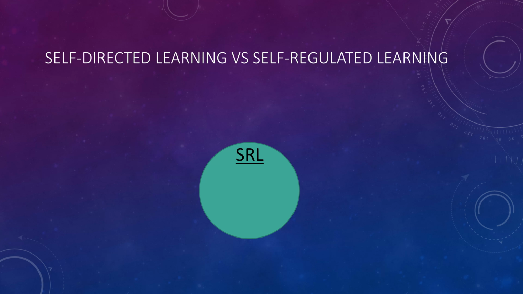Self-regulated learning involves many of the same things we've been talking about. However, it allows for the learning task to be generated by the teacher to provide a clear goal that might be connected with the curriculum being explored in a course.